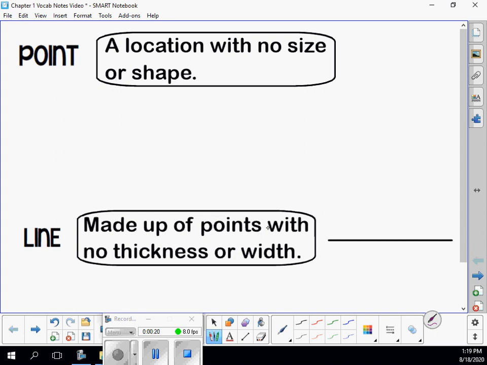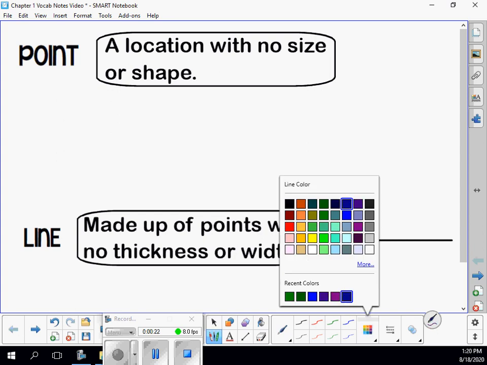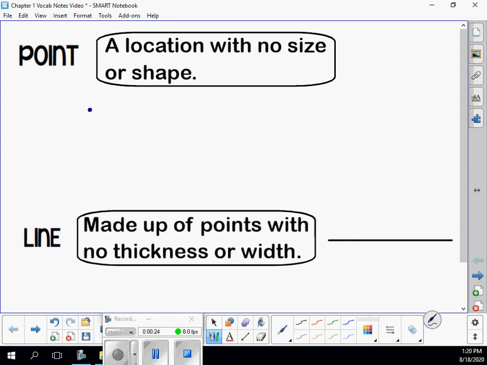Your first one is a point. A point is a location with no size or shape. So this could be my point P. To name it, we're just going to use capital letters and name it by what the point is. So this is P. I do not need to say point in front of P because if it's a capital letter, I know it is a point. That's like a rule in geometry.